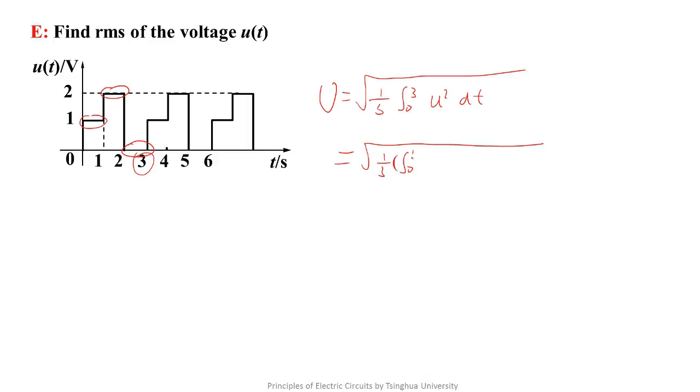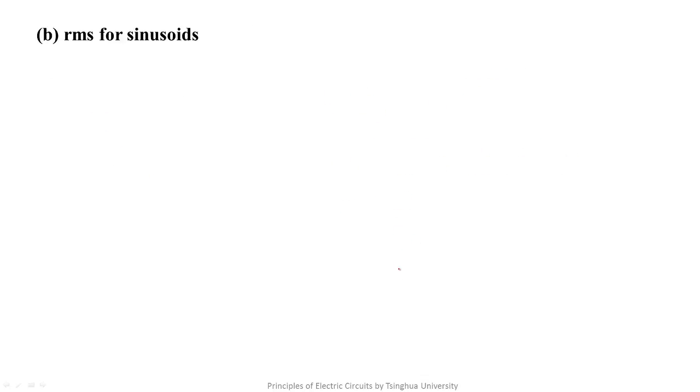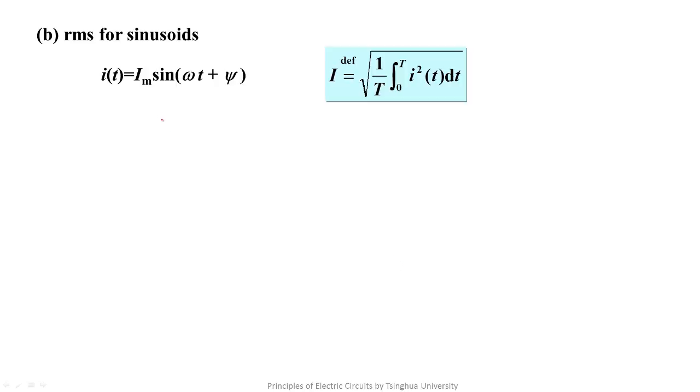So the integral can be divided into 3 parts. It equals 1 over 3 times the integral of the square of 1 from 0 to 1 plus the integral of the square of 2 from 1 to 2 plus the integral of the square of 0 from 2 to 3. We can know that the effective value is 1.29 volts. Now let's discuss RMS for sinusoid at the end of this lecture.